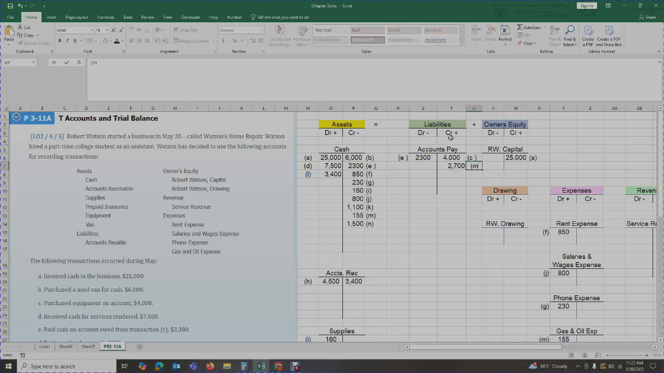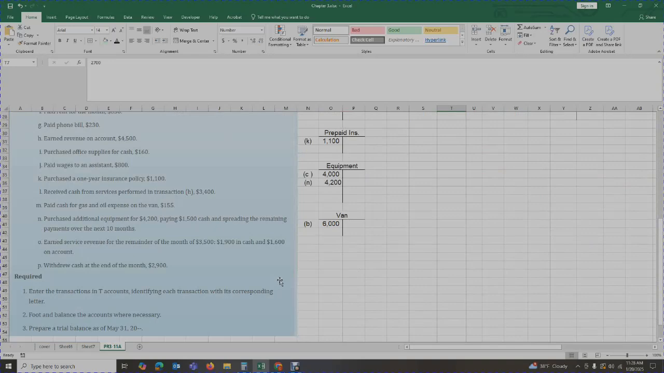This is letter N. So letter N, $2,700. That's an increase to your liabilities. So when you buy on account, you credit. When you make payments, you debit for your liabilities. That is letter N. Letter O, you earn service revenue for the remainder of the month of $3,500.